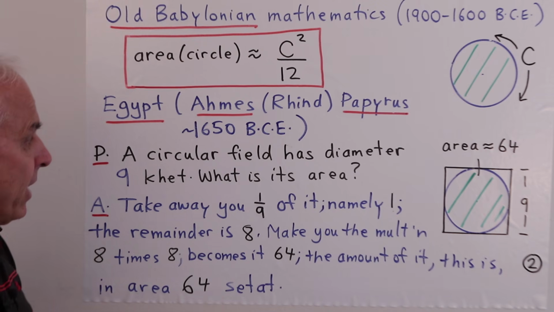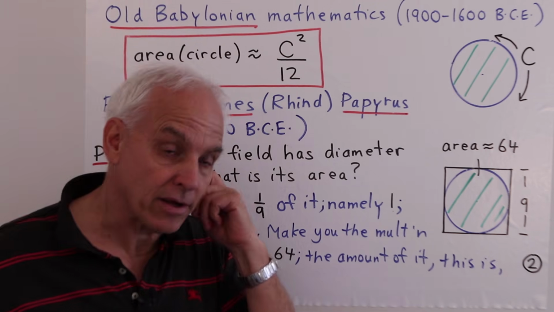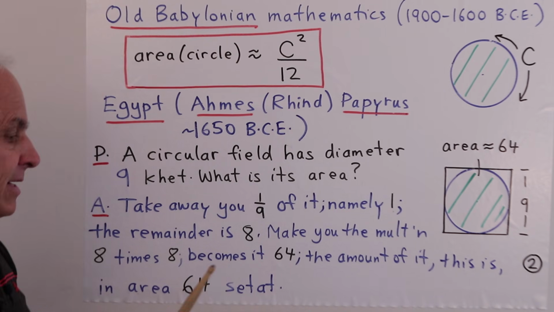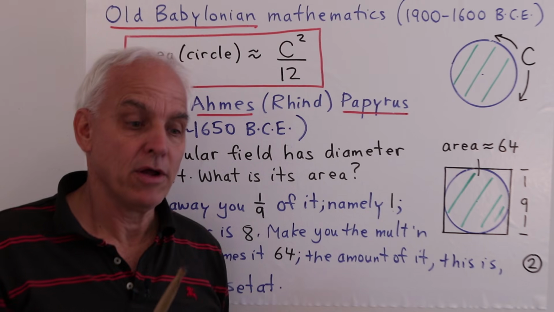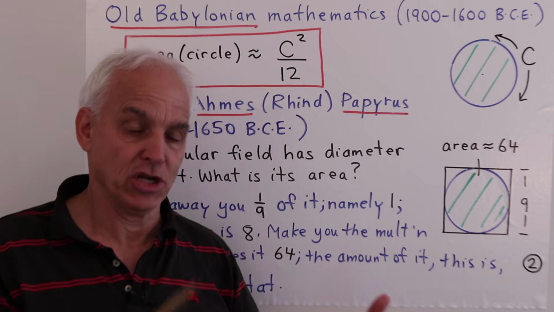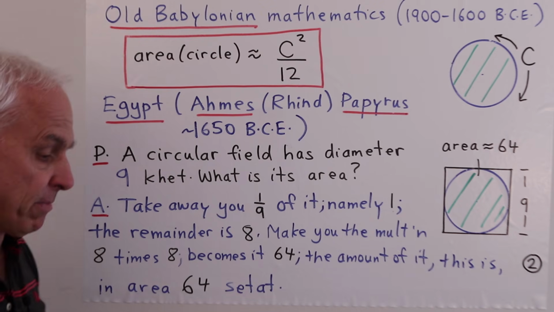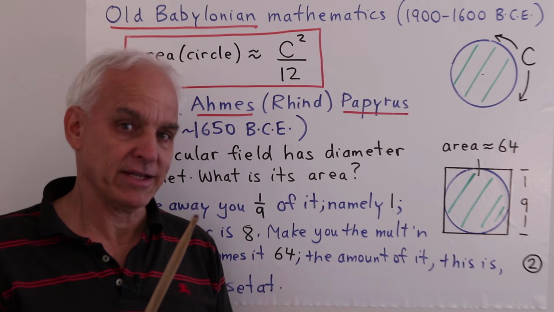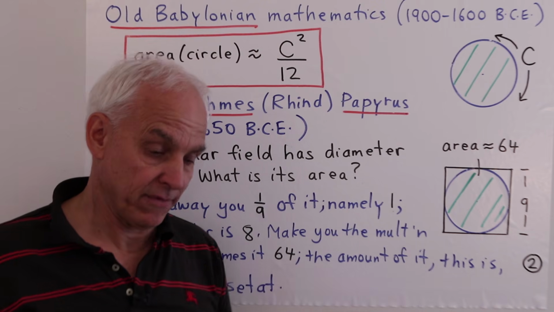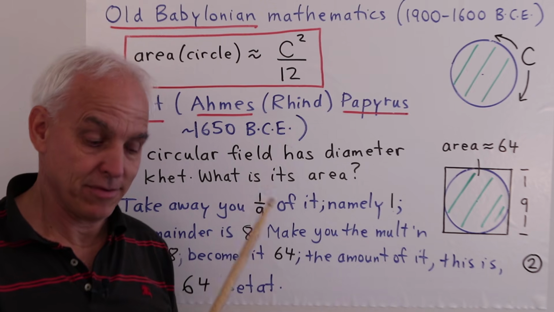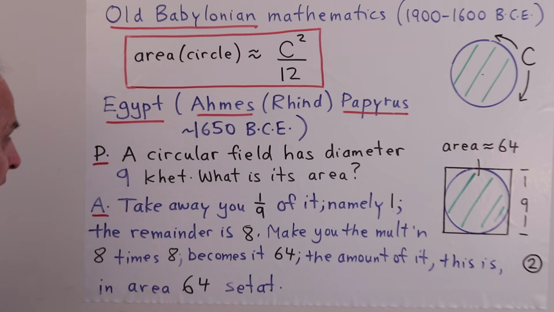In the contemporary Egyptian culture, we have the Ahmes or Rhind papyrus, one of only a select few records of how the ancient Egyptians thought about mathematics. And this was created around 1650 BC, but it's very clear from the inscription that it's actually a copy of earlier work that goes back a few hundred years earlier. And Ahmes refers to the scribe who actually made the copying. And this is problem 50 in the papyrus.